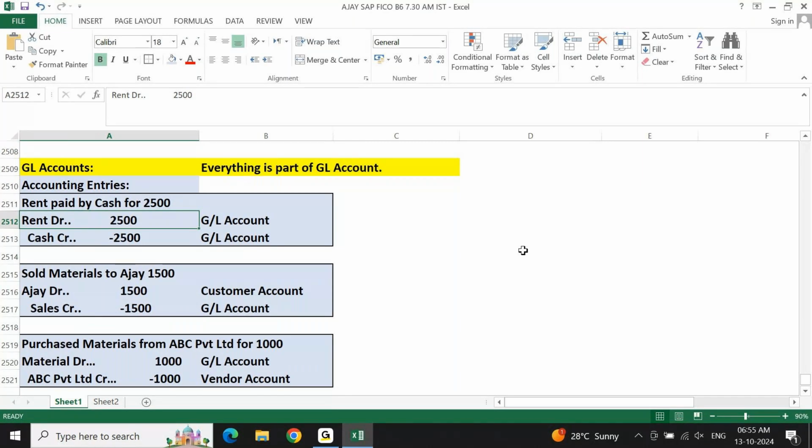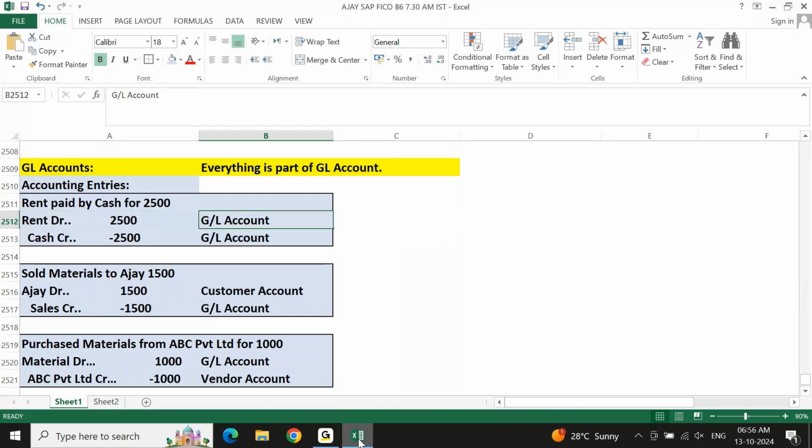Like in Tally one accounting entry, Oracle a different entry, SAP a different entry, or everywhere it is the same accounting entry? Same, sir. Everywhere this is going to be the same accounting entry. Debit and credit, what kind of accounts are there? GL accounts. Debit is a GL account, credit is also a GL account.